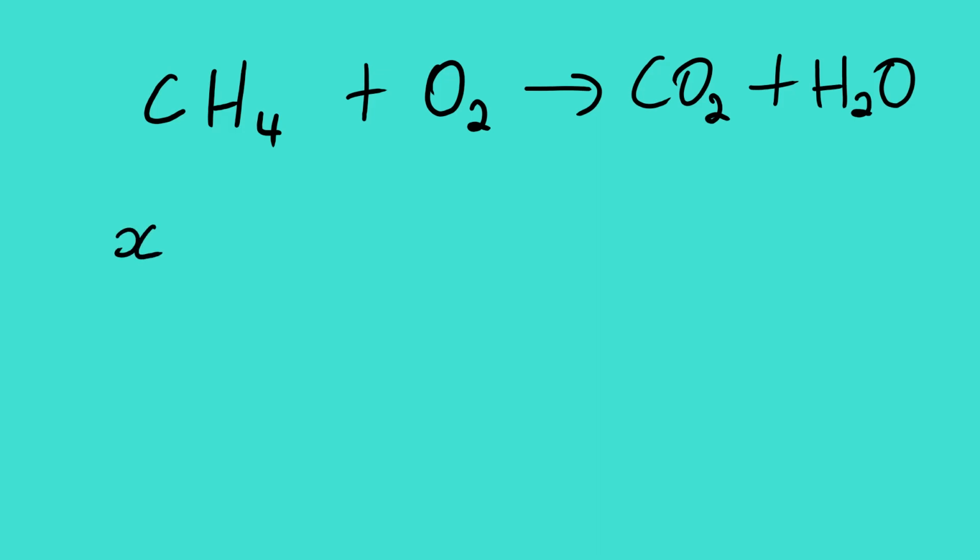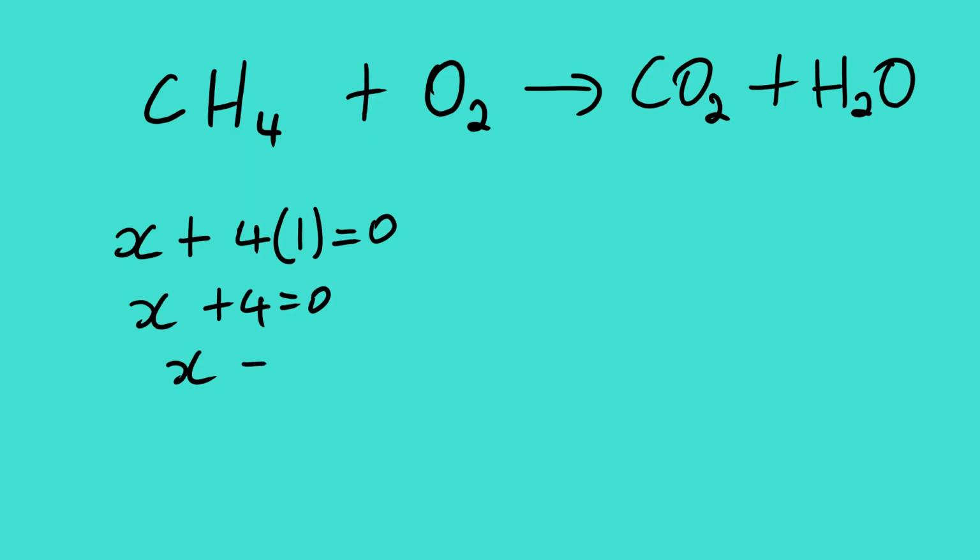In this case, you don't know the oxidation number of carbon. We have 4 atoms of hydrogen, and each atom is 1 plus. The overall is 0. So x plus 4 is equal to 0, x is equal to negative 4. So we can see that the oxidation number of carbon is 4 minus. The oxidation number of hydrogen in this case is 1 plus.